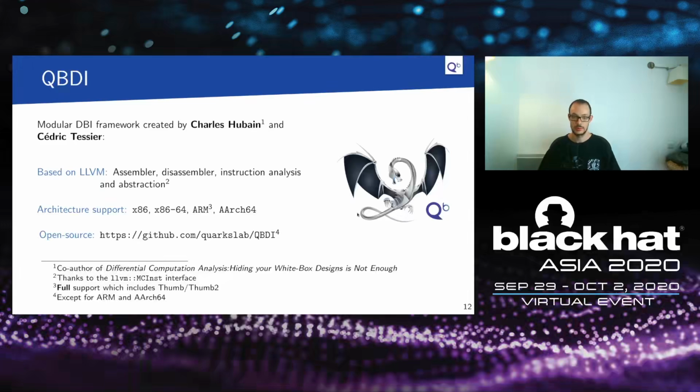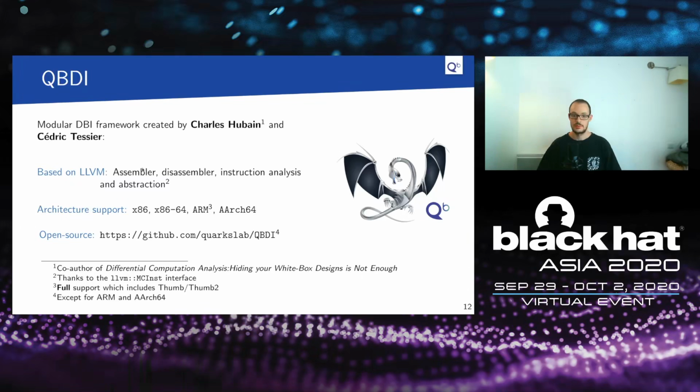So QBDI was created by Charles Heuben and Cédric Tessier, who are two reverse engineers with a strong background in obfuscation. Especially Charles Heuben was one of the co-authors of the paper about attacking white box. This is why there is some functionality in QBDI that aims to target this kind of protection, and we'll see this functionality.